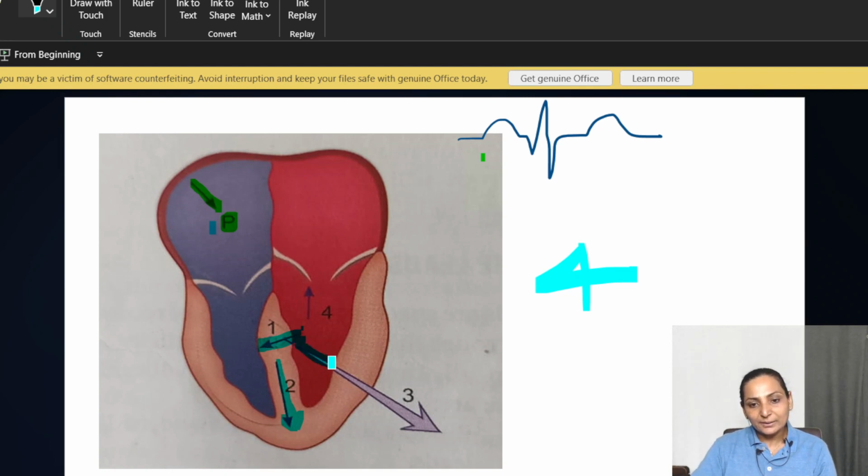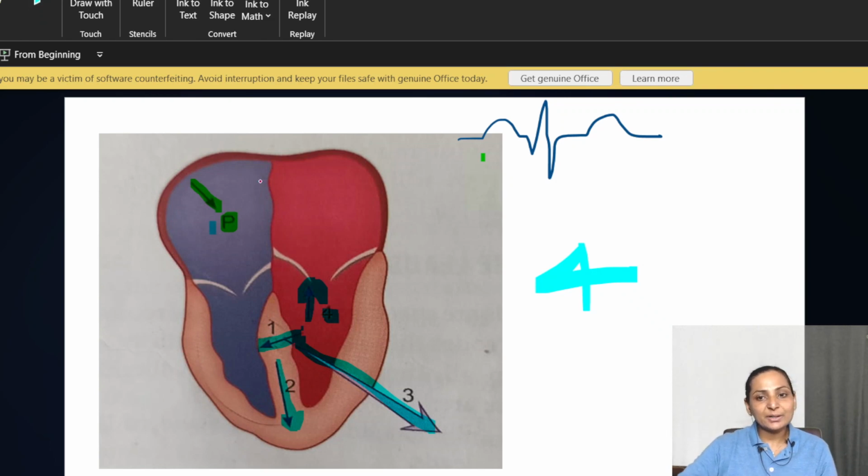The third vector is the strongest vector, because this is the point where there is simultaneous depolarization of the right and the left ventricles, which produces the biggest or the strongest vector. And finally, the vector 4, which is moving upwards over here. This is when the impulses are passing up and towards the basal portion of the heart.